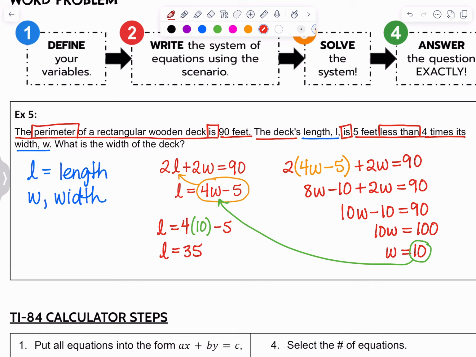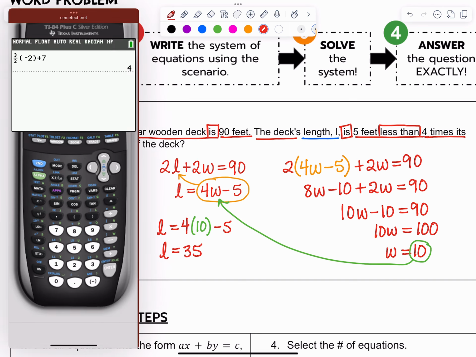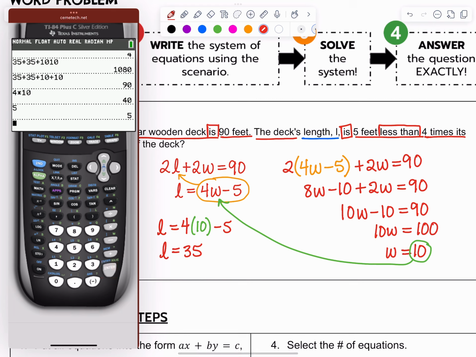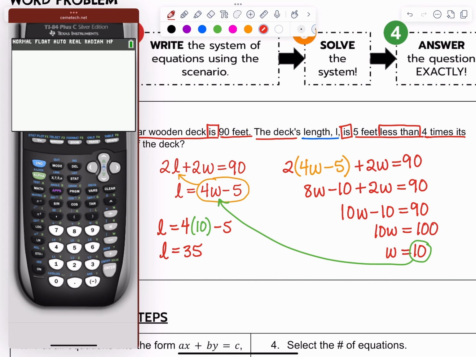If we want to just check our work, it says the perimeter was supposed to be 90 feet, right? So 35 plus 35 plus 10 plus 10. As you can see, it's 90. And it says the length is 5 feet less than 4 times the width. So 4 times the width, 4 times 10 is 40, minus 5. That's 35, which will end up giving us our length.